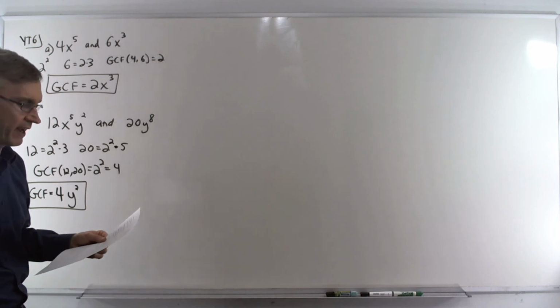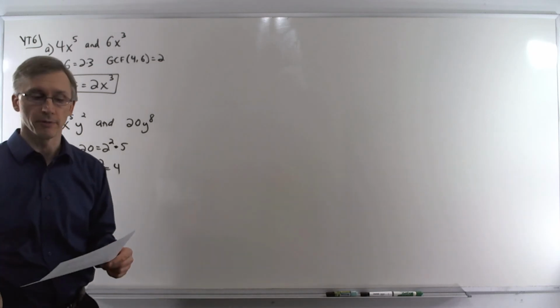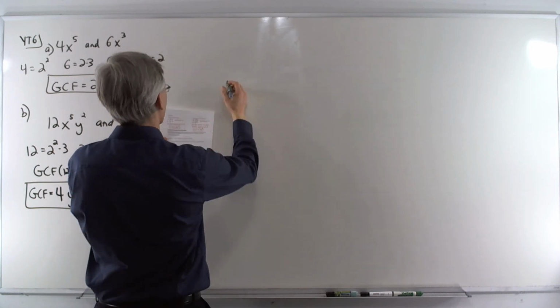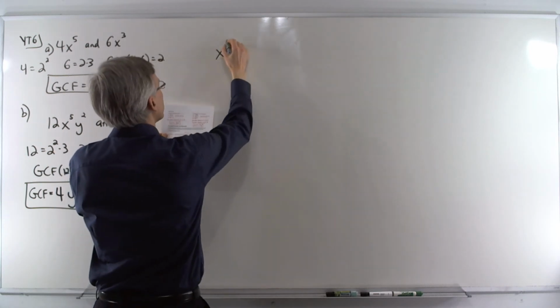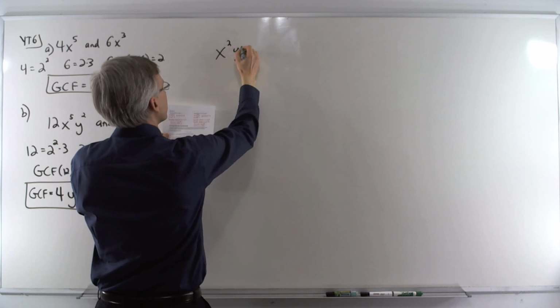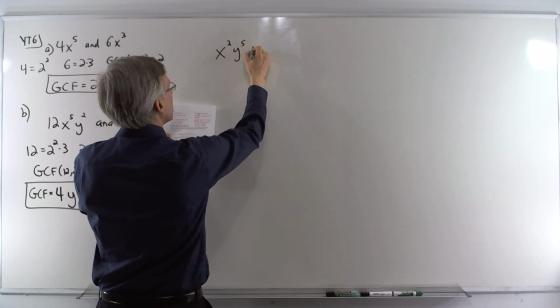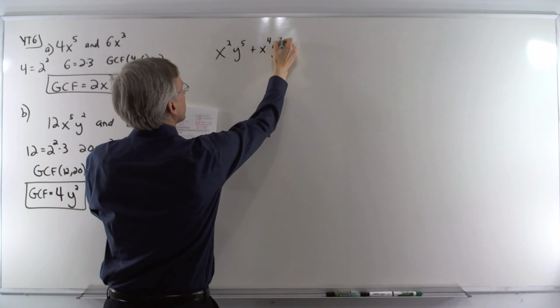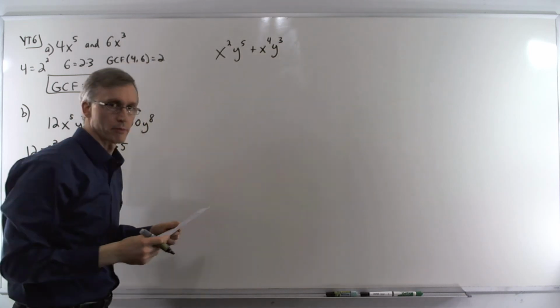All right, next up we're going to factor monomials from polynomials. So let's look at the first example here. We got x squared y to the 5th plus x to the 4th y to the 3rd.